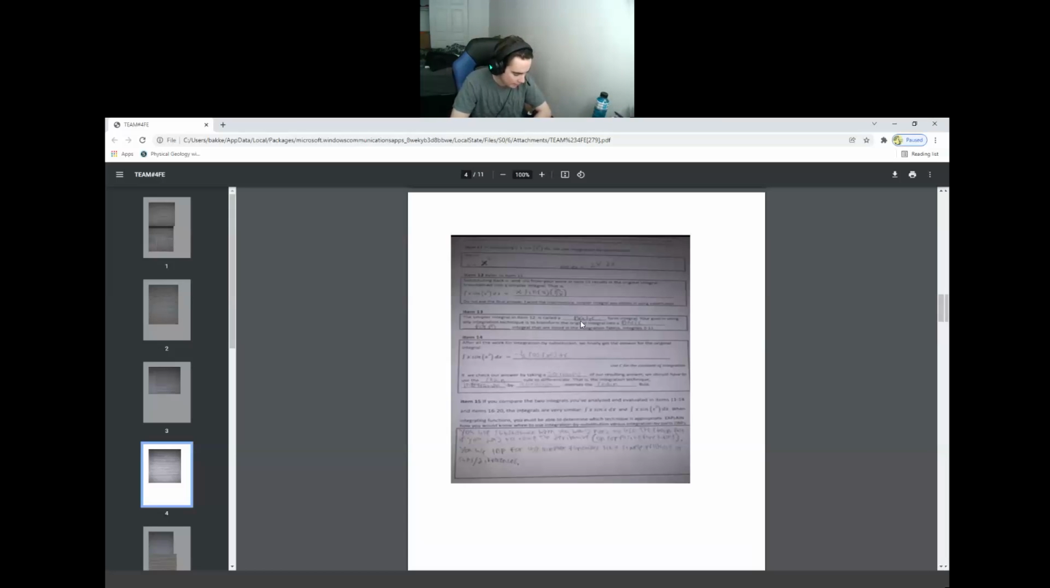Item 13 states that the simpler integral in item 12 is called a basic form integral. Your goal, using any integration technique, is to transform the original integral into a basic form integral that is listed in the integration tables here. So looking at this one, it's not actually asking me to solve the integral, it's more asking me just to turn it into a basic form. A basic form can easily be translated to a more easily understood form of what you're looking at.